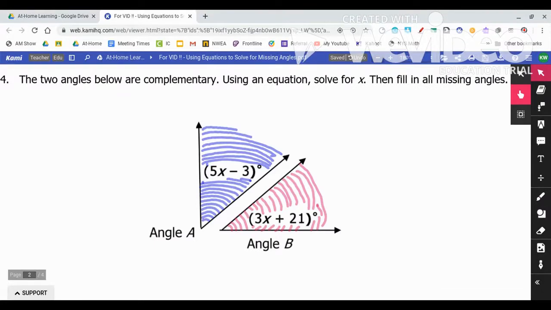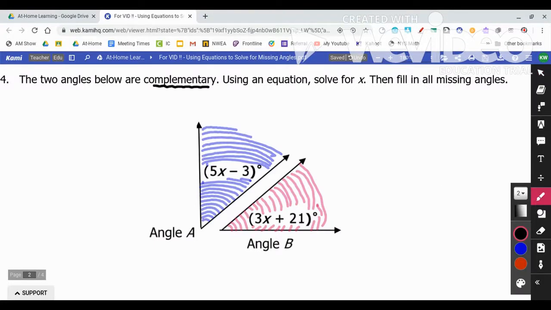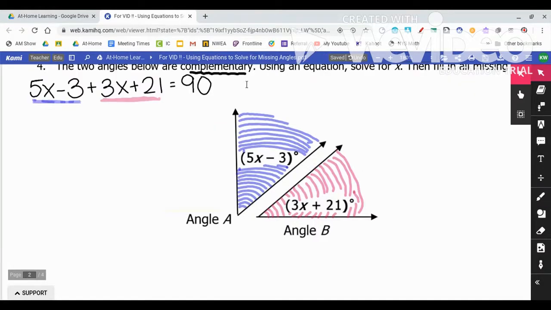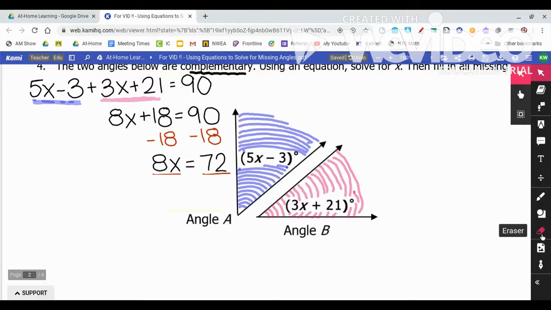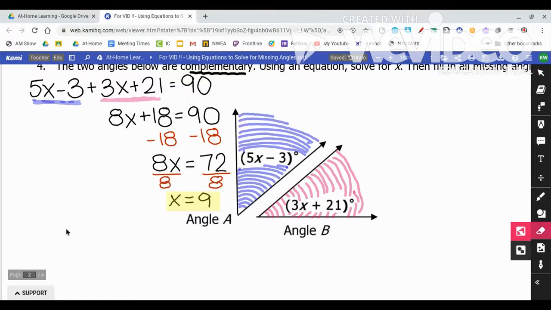The two angles below are complementary. Using an equation, solve for x, then fill in all missing angles. Since they're complementary, I'm adding them together and setting them equal to 90. Then I combine like terms and go through the normal steps of solving an equation for x. Once you get x, which is 9, I'm going to plug in 9 every time I see x so I can find these missing angles.